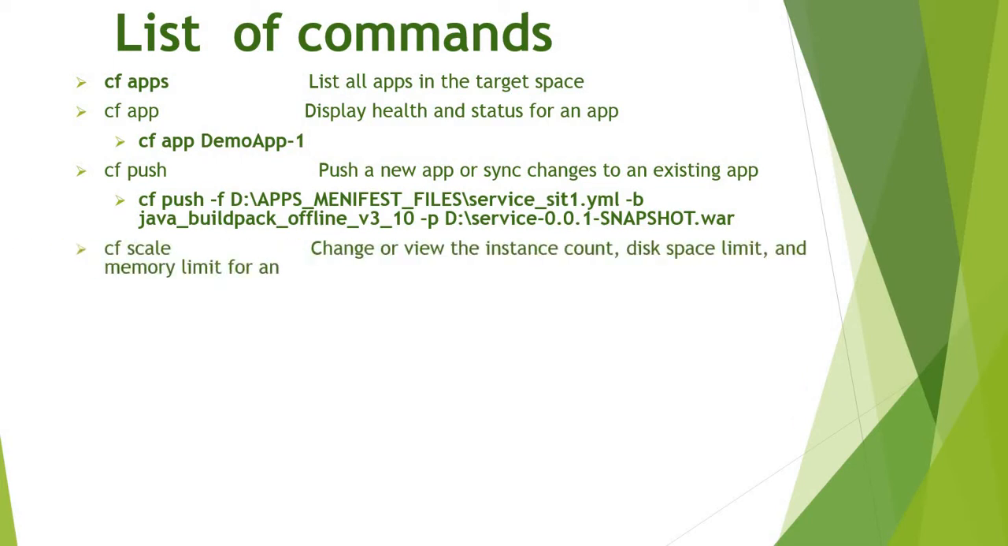Next is cf scale. This command we will run, and it is used to scale the memory, instances and disk space of a particular application at runtime. The scale command is cf scale demo app, and if we want to increase memory, then -m and the memory size, and if we want to increase instances, then we can say -i and 2. This way we can scale the application.